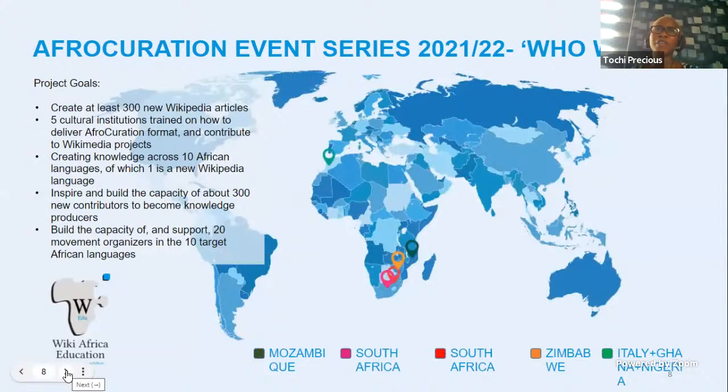So we had events. We started in October. We planned to have 5 series of events. We had events in Mozambique, we had events in South Africa, we had an event in Zimbabwe. We're still planning another event in South Africa, and also between Italy, like a Politecnico, that's a university in Italy, and also some Wikimedia communities in Africa.